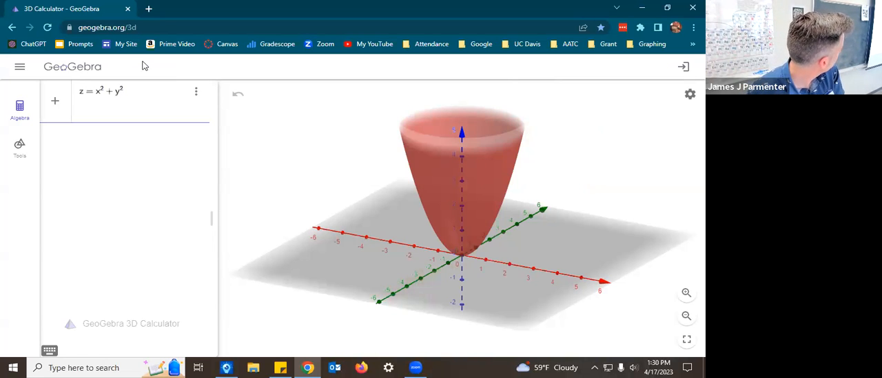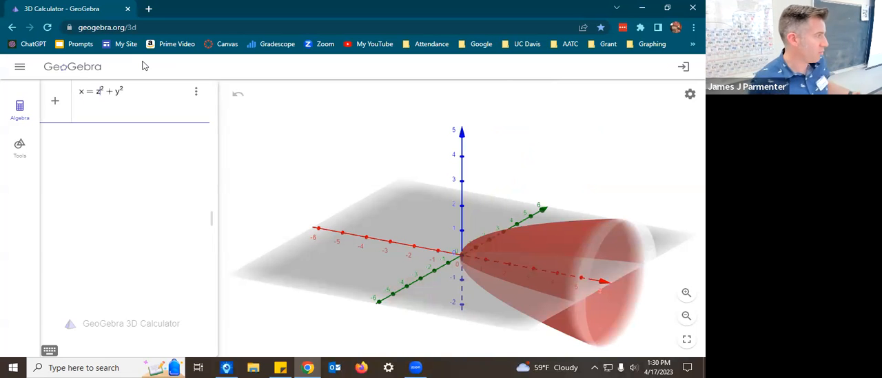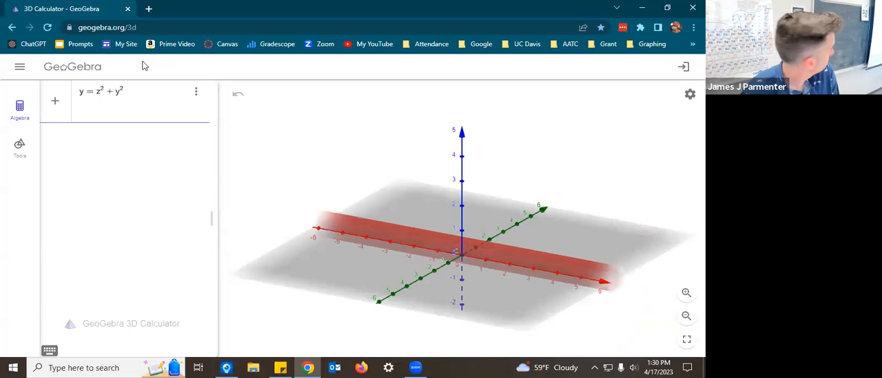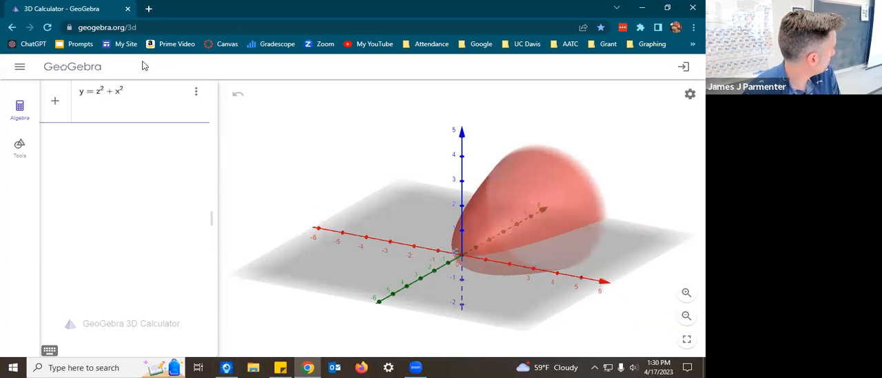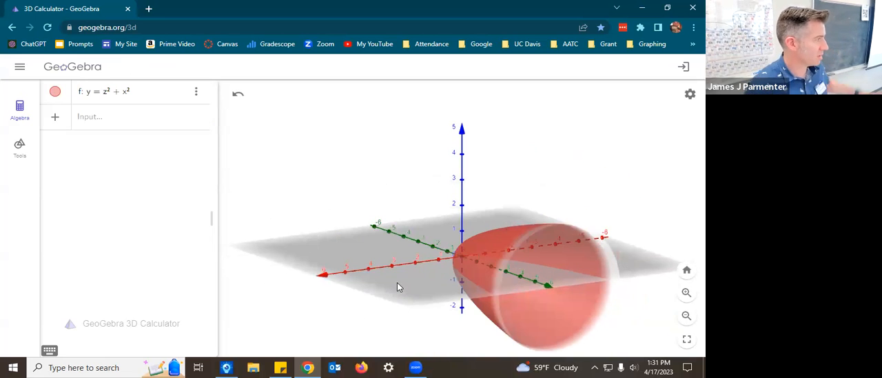But if you have x equal to z squared plus y squared, now it's a parabola opening along the x-axis. And if you have the y thing isolated, y equal to z squared plus x squared, it's a parabola opening along the y-axis. Still the same shape, just reoriented as to which axis it opens around.